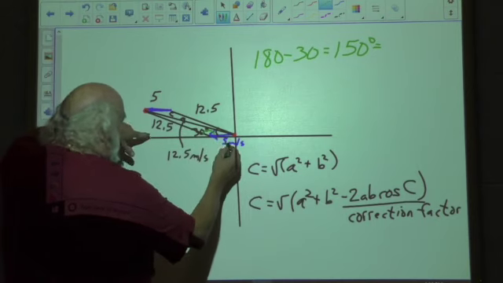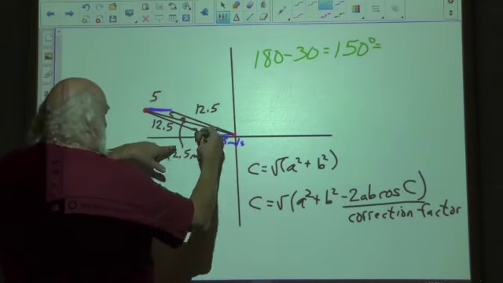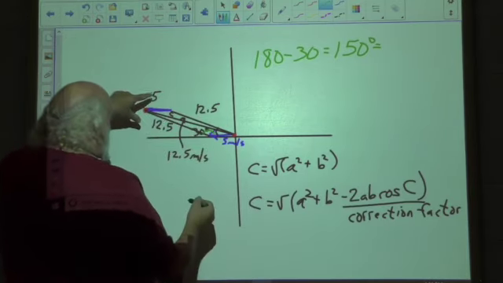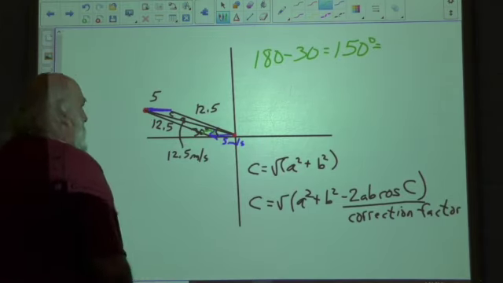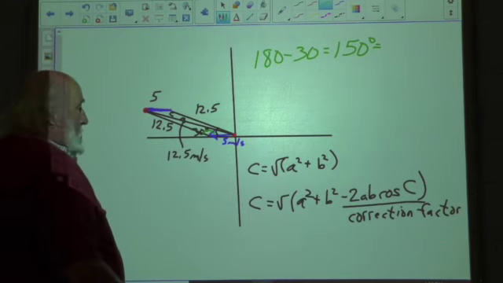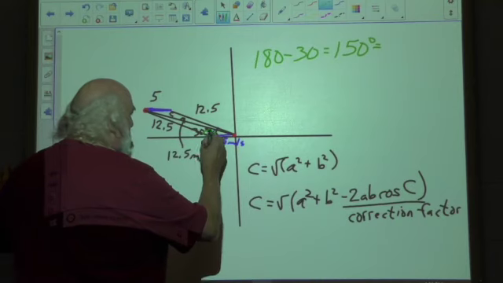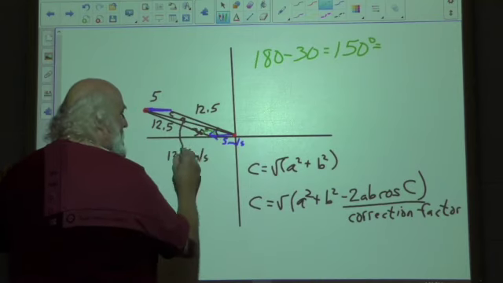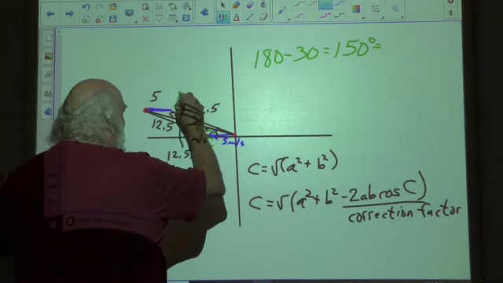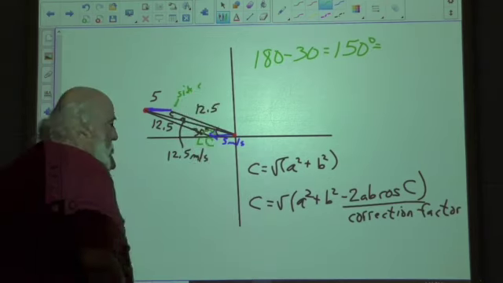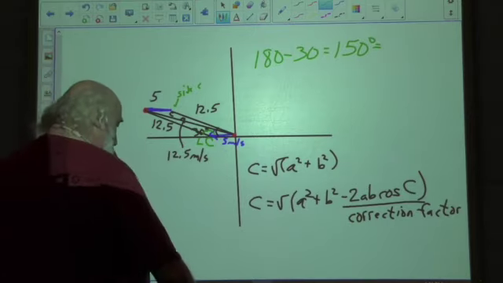This 5 here is opposite this angle here, and this 12.5 is opposite this one over here. So we've got a number of options to use here. We want to find C. All we need is to use this angle here that's opposite C. If this is side C, then this is considered angle C. This is side C. This is angle C.